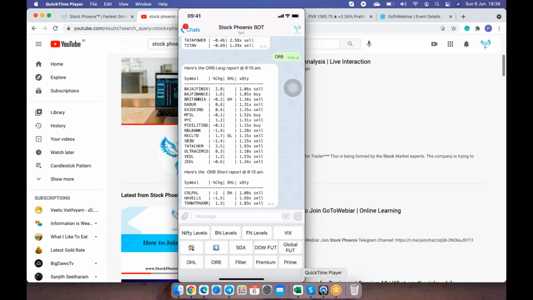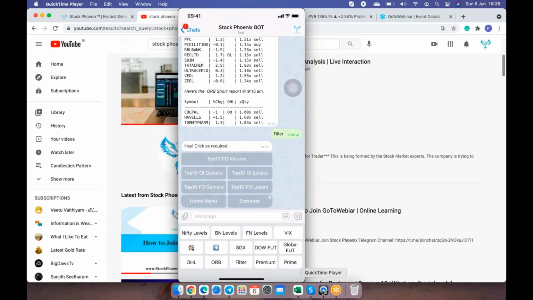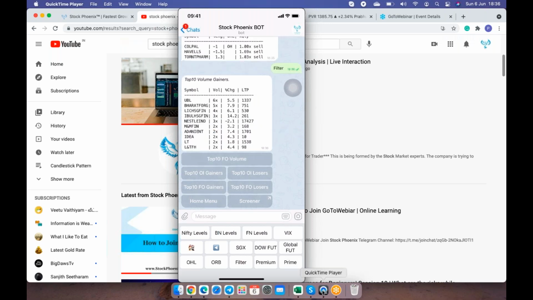Next you have something called a filter. If you click on a filter in the live market, it will start telling you the top 10 FNO volumes. You could see Bajaj Finance, UBL, LIC Housing Finance, India Housing Finance. These were all hitting upper circuits in Friday's market, which could be easily picked up well in advance with the help of this bot's top FNO volume, right?